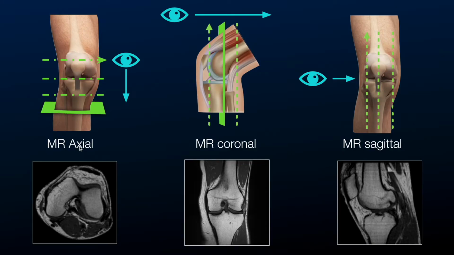So let's quickly discuss these planes and how they cut the body parts. The axial plane is a horizontal plane that will divide the body part into the upper and lower portions. The coronal plane is a vertical plane that will divide a body portion into the anterior and posterior parts. And the sagittal plane is again a vertical plane that will divide a body portion into the left and right parts. We're going to talk about each plane separately.